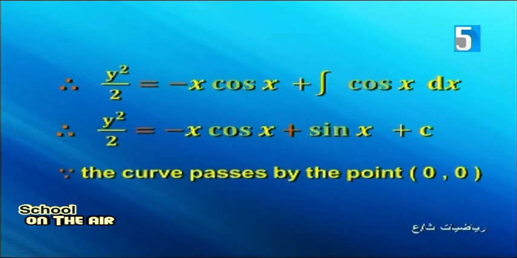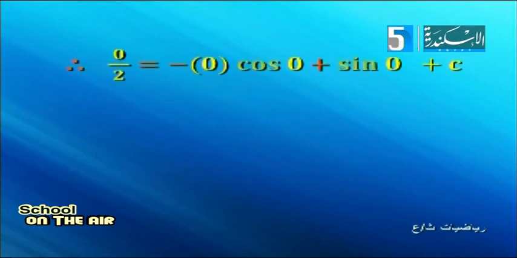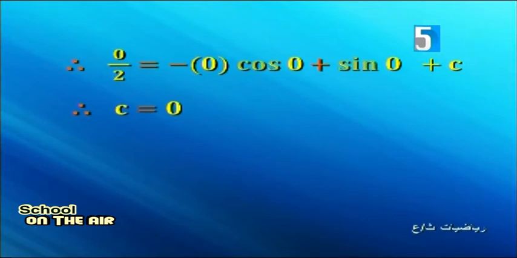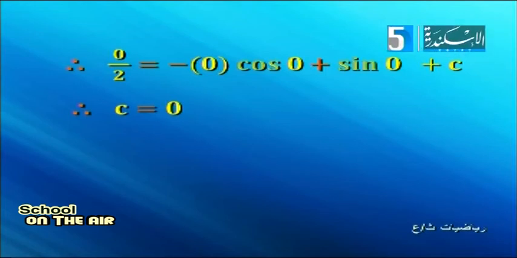Since the curve passes by the point 0 and 0, when x equals 0, y equals 0. So 0 over 2 equals negative 0 cosine 0 plus sine 0 plus the constant c. Then we get the value of c equals 0, because cosine 0 is 1 multiply 0 is 0, and sine 0 equals 0, then c equals 0.